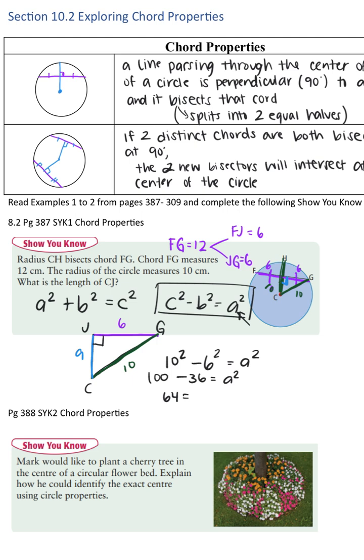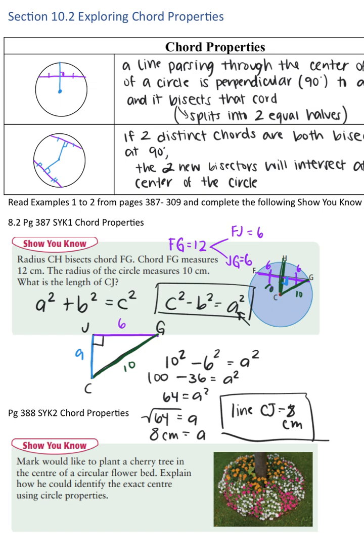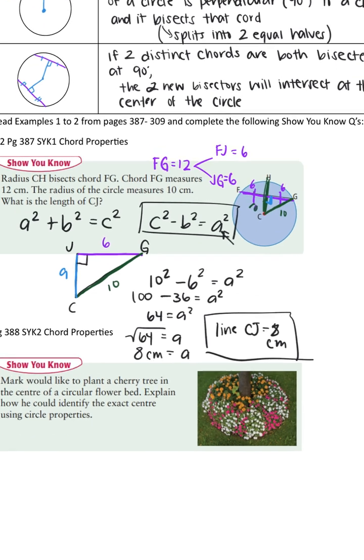And if we know that 64 is our a squared, then square rooting that is going to give us the value of our line JC, or CJ. And here we should recognize that we are coming to the value of 8 centimeters. So lastly, we would finish with line CJ equals 8 centimeters, clearly wanting to provide an easy to follow answer.